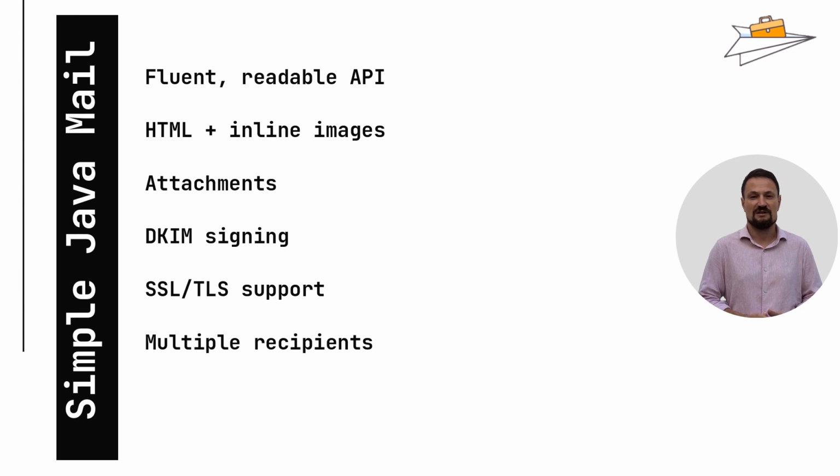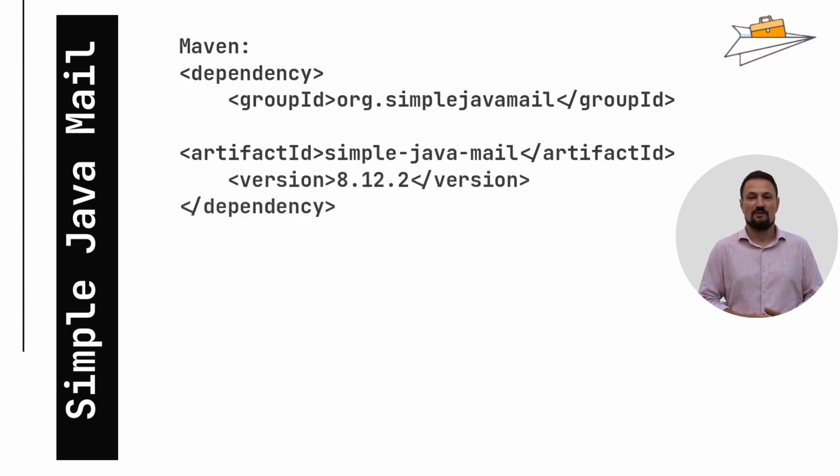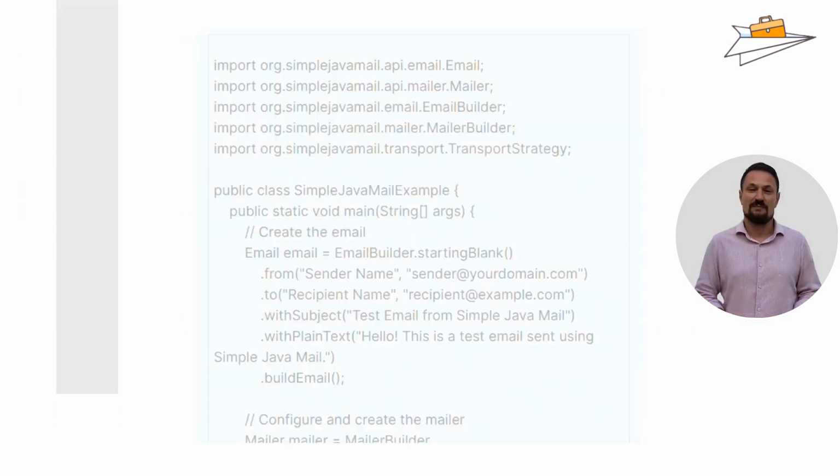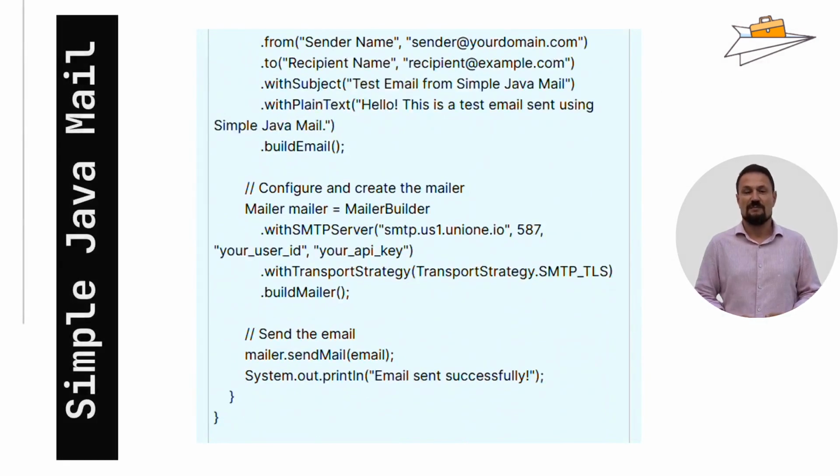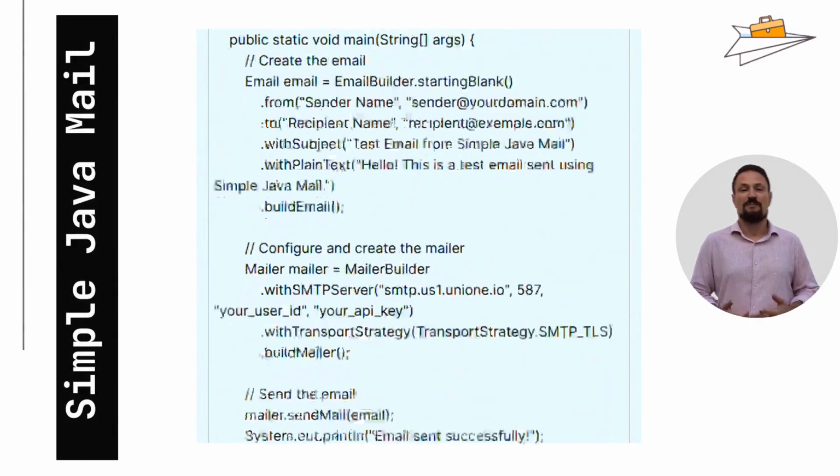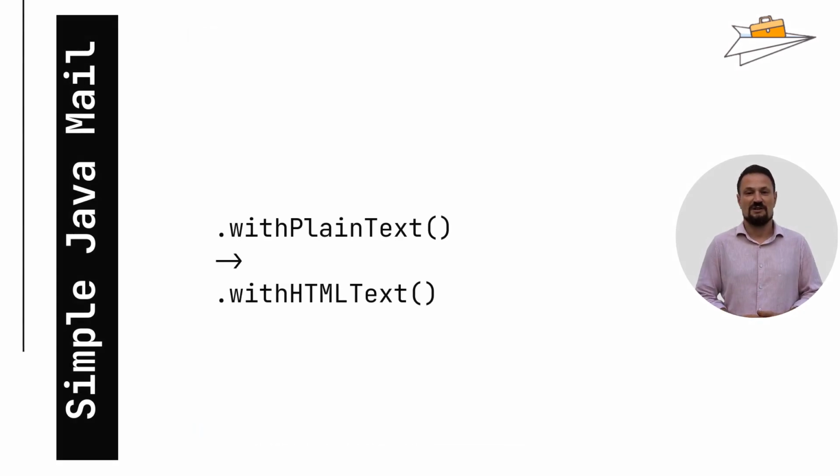To add the dependency, drop this code into your pom.xml file if you're using Maven. Or for Gradle, use this line. Now let's learn how to send your first email. Here's a basic example. Super clean. For HTML, just switch withPlainText to withHTMLText. Simple Java Mail makes email sending actually simple. Try it out and let us know in the comments how it goes.